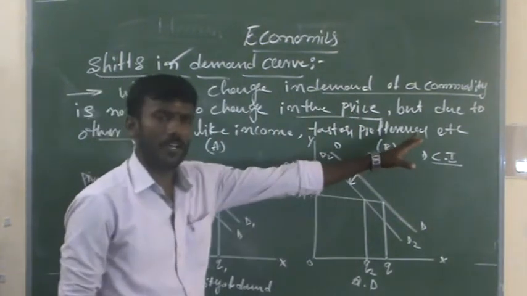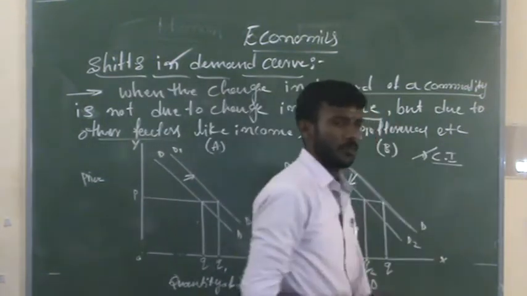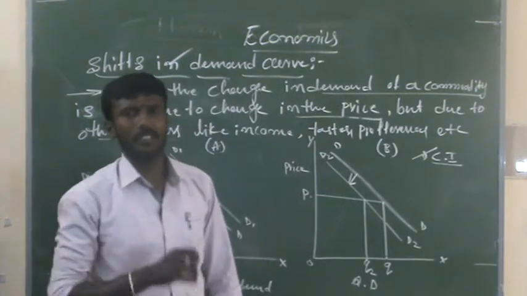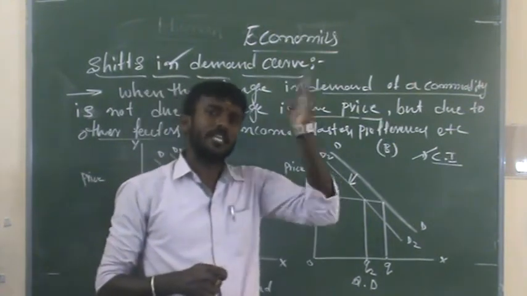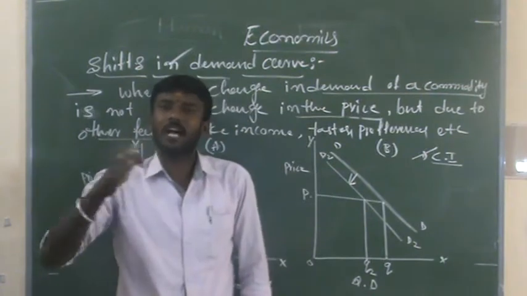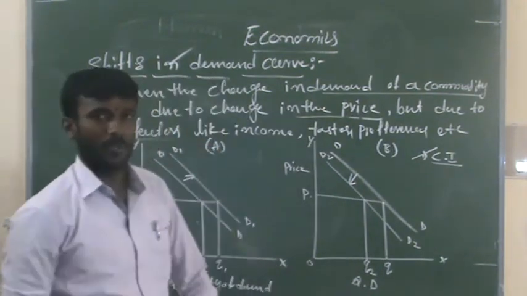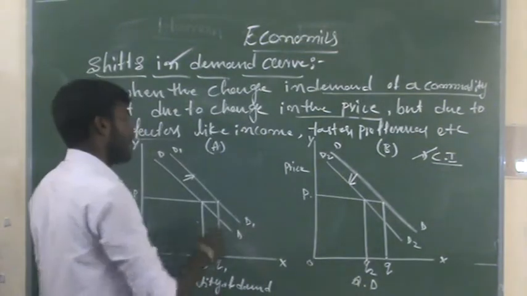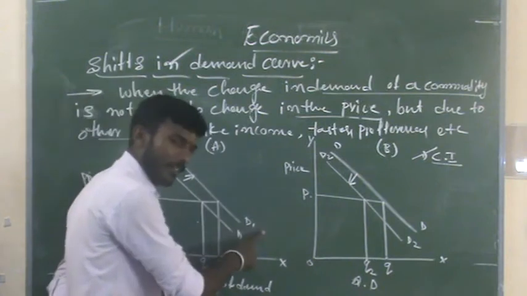Now, one by one, we will explain. Firstly, we would like to choose consumer income. Suppose the consumer income increases. When the consumer income increases, the demand for normal goods also increases. When the demand for normal goods increases, due to that reason the demand curve will be shifting, D to D1.